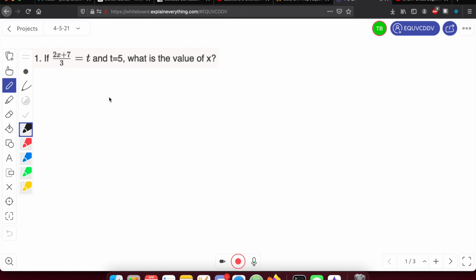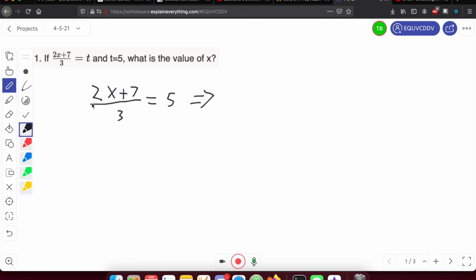Question 1. If (2x plus 7) divided by 3 equals t and t equals 5, what is the value of x? So for this one, we're going to substitute t into the equation. So we have (2x plus 7) over 3 equals 5. Now we're just going to solve for x. This should be an easy thing to solve.